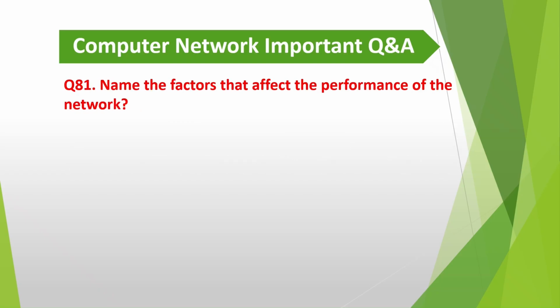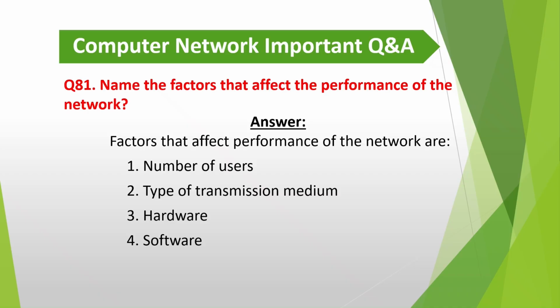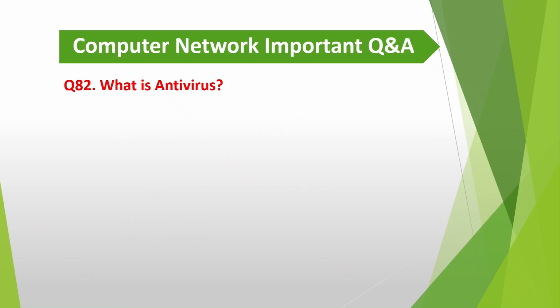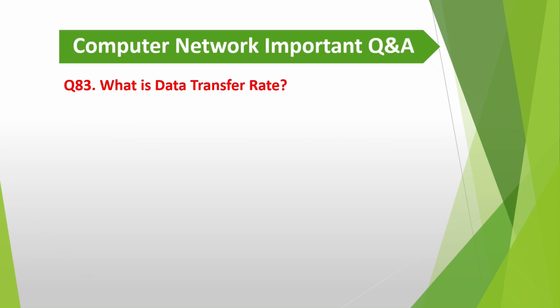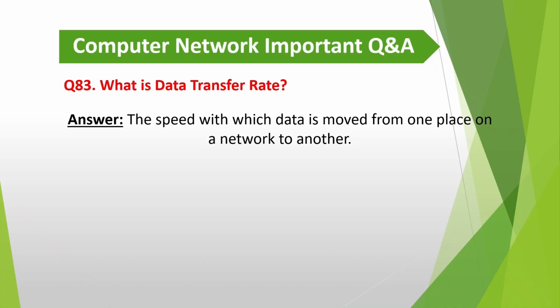Question 81. Name the factors that affect the performance of the network. Answer. Factors that affect performance of the network are 1. Number of users. 2. Type of transmission medium. 3. Hardware. 4. Software. Question 82. What is antivirus? Answer. Antivirus is a software that protects a computer from any malicious software, virus, spyware, or adware. Question 83. What is data transfer rate? Answer. The speed with which data is moved from one place on a network to another.